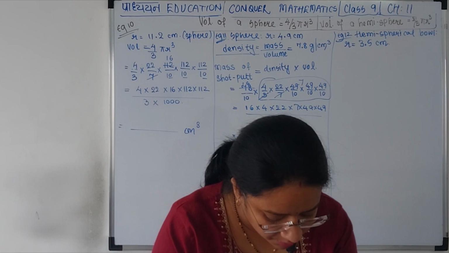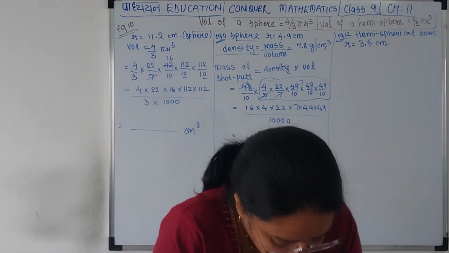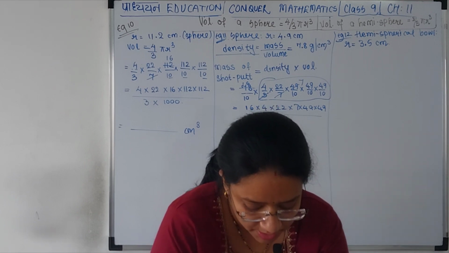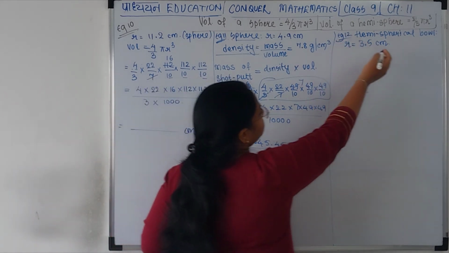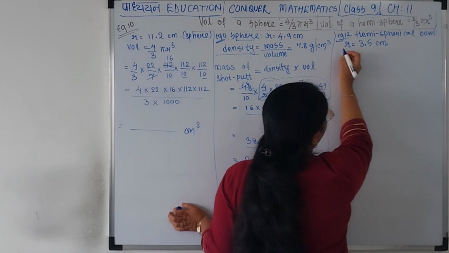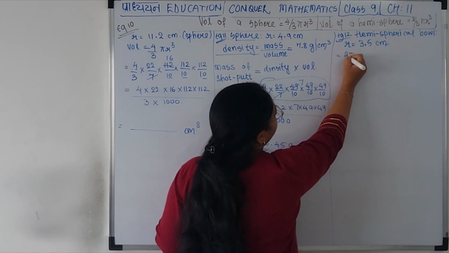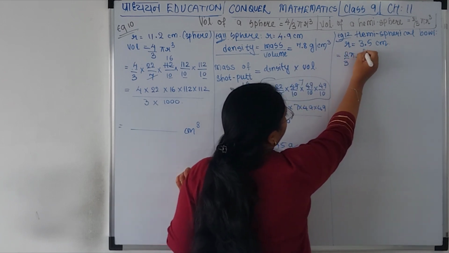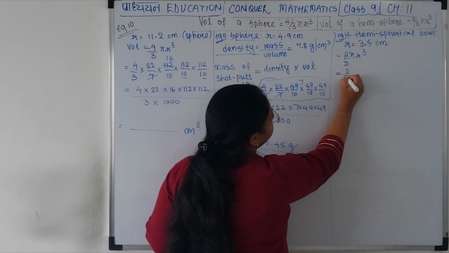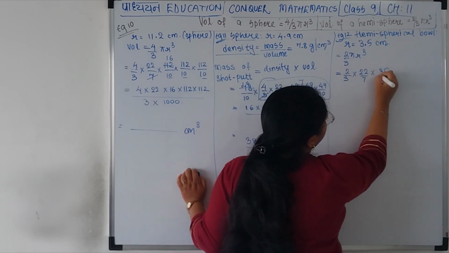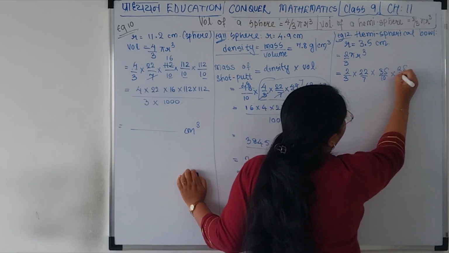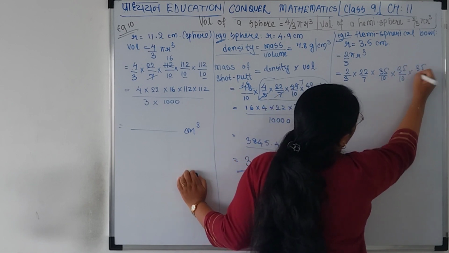A hemispherical bowl has a radius of 3.5 centimeter. What would be the volume of water that it would contain? Very easy. Radius is given. What is the volume of a hemisphere? It is 2 by 3 pi r cube, which is equal to 2 by 3. Pi is 22 by 7. R cube is 35 by 10 into 35 by 10 into 35 by 10.